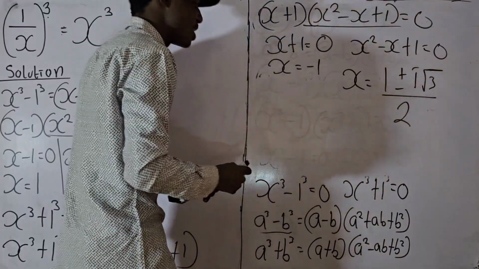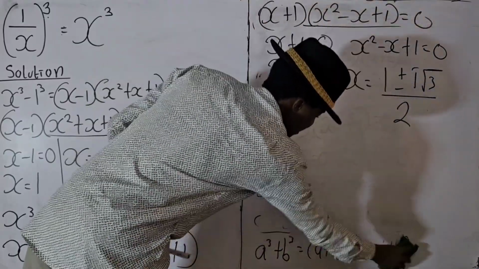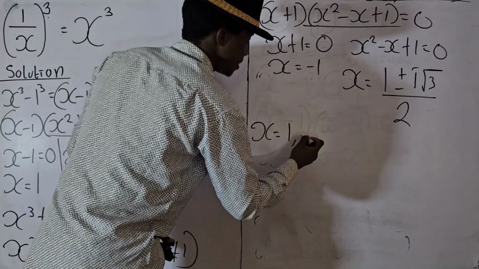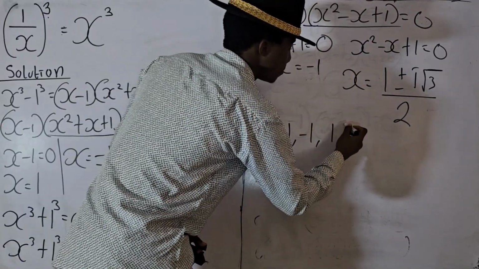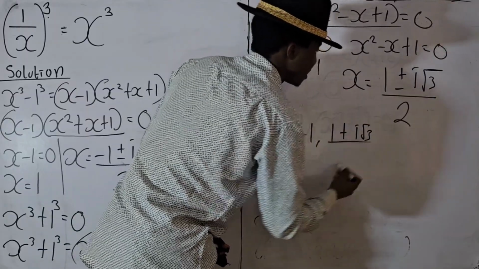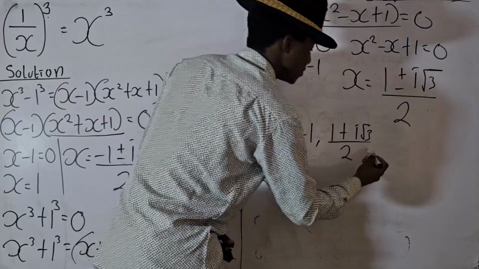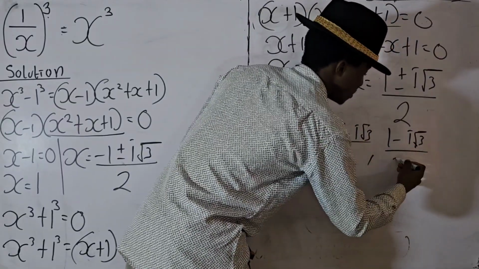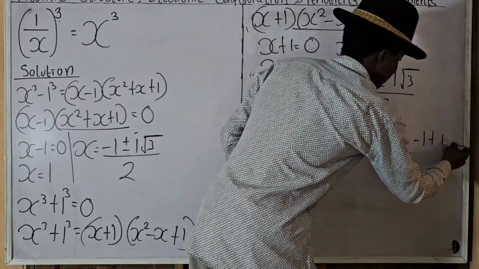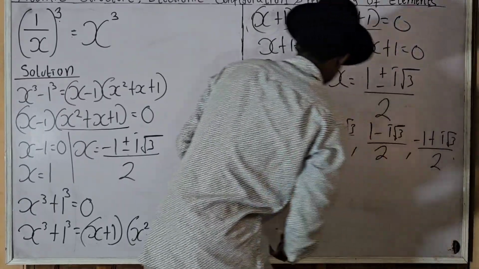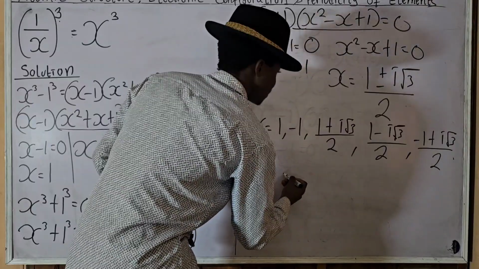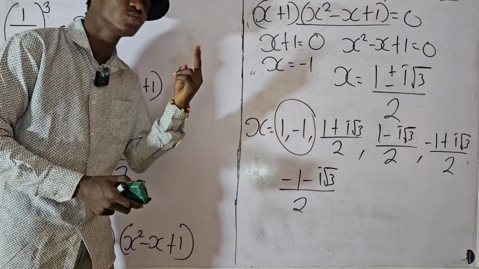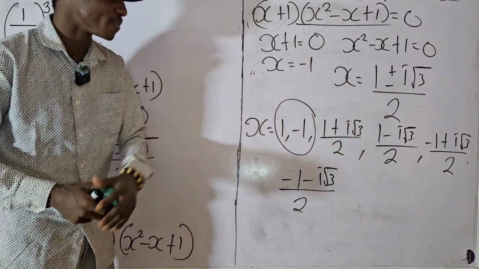If you solve for the value of x, the value of x will be equal to 1 plus or minus the root, all over 2. So we have all the 6 values of x. Let us list them. x will be equal to 1, -1, 1 plus i root 3 over 2, 1 minus i root 3 over 2, -1 plus i root 3 all over 2, then the last one, -1 minus i root 3 all over 2. So we have 2 values of x that are real, and 4 values of x that are imaginary.